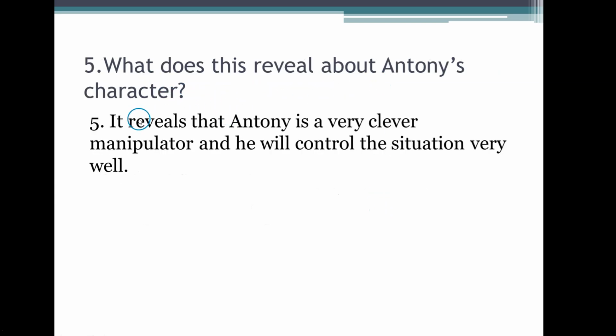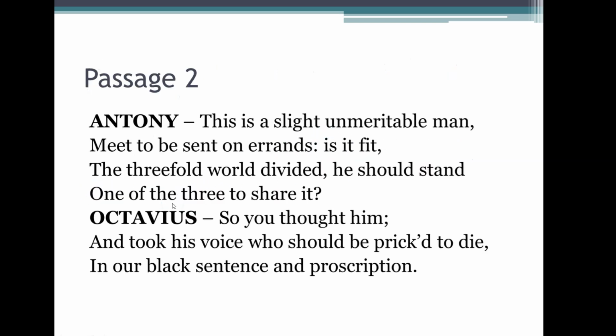What does this reveal about Antony's character? It reveals that Antony is a very clever manipulator. You can underline this part, clever manipulator, and he will control the situation very well. This also you can underline.